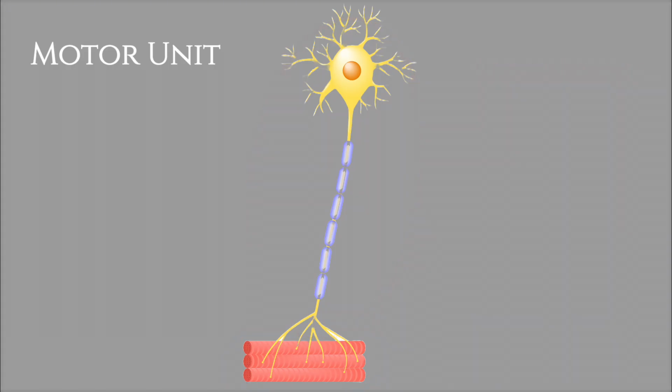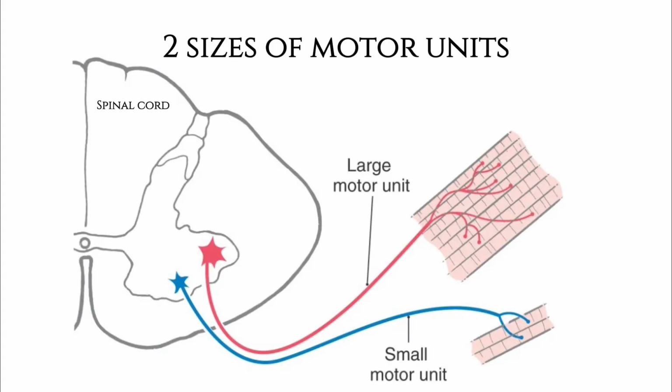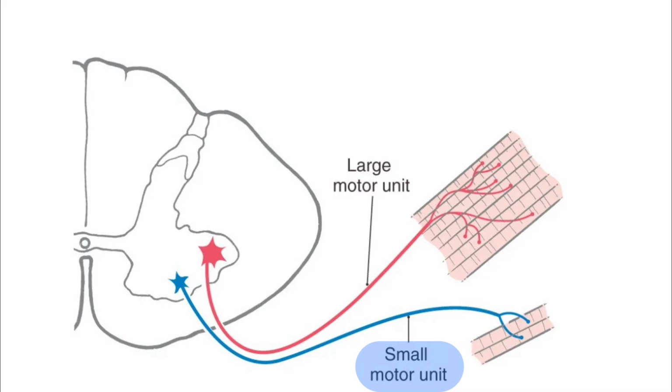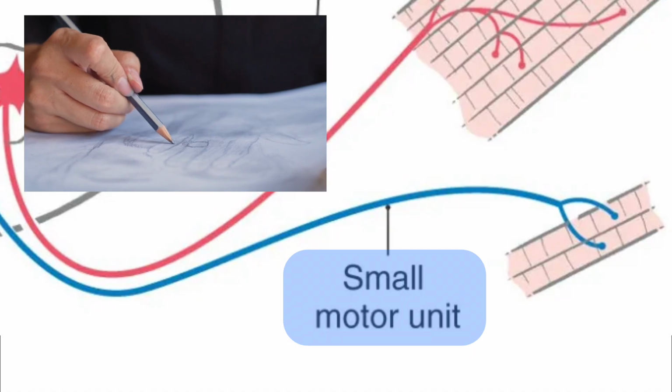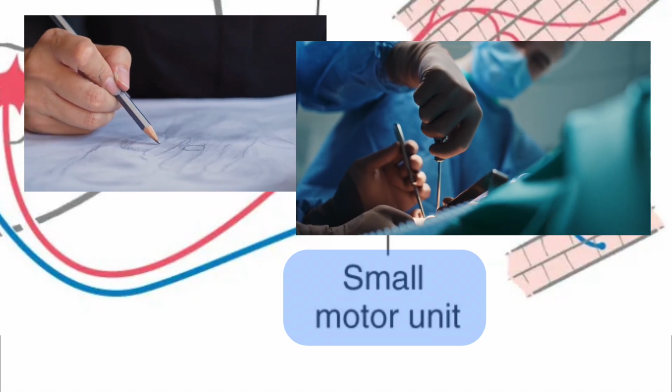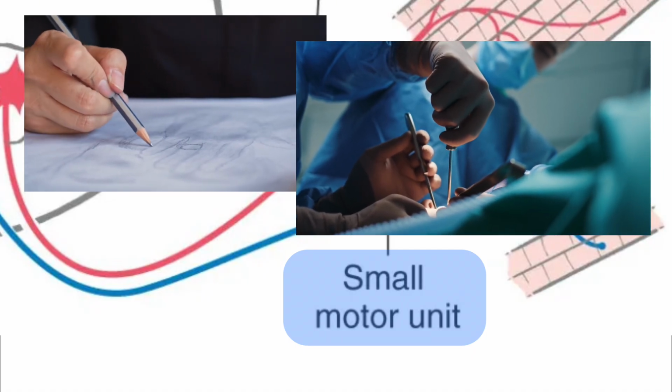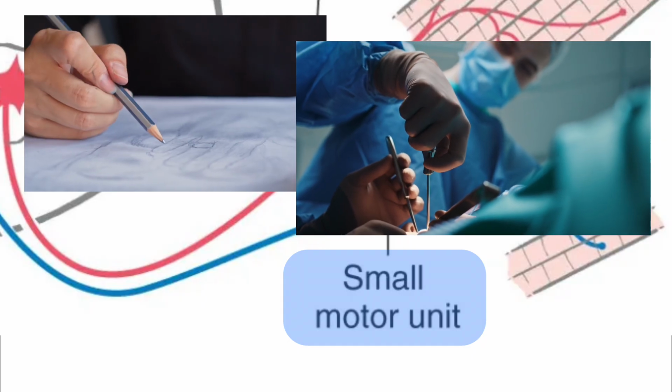A motor neuron is a neuron that's in the spinal cord that stretches out and innervates a bunch of muscle fibers. So we have different sizes of motor units. Motor units can be very large or they can be very small. The small motor units are used for very precise movements. So if you're drawing something, or if a surgeon is doing a surgery and they need to be very precise with the movements they do, they're using their small motor units.